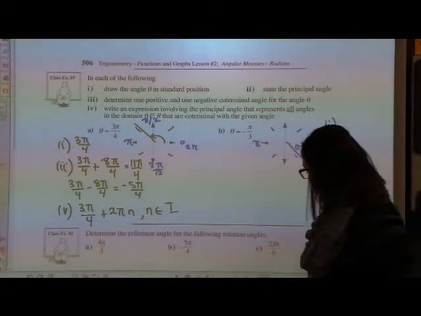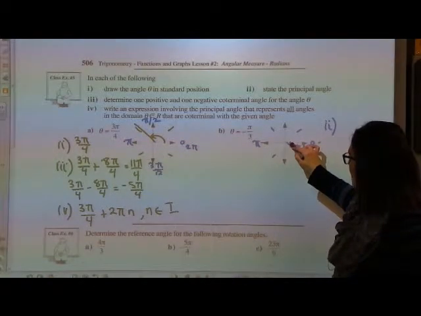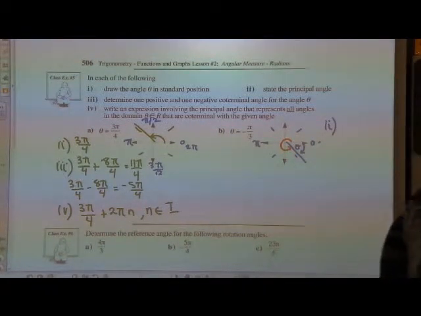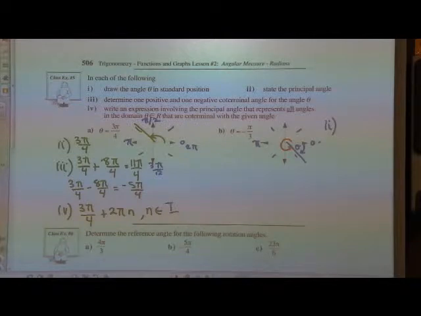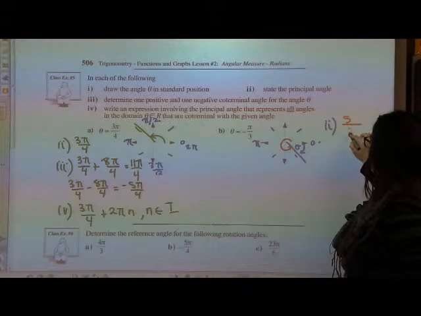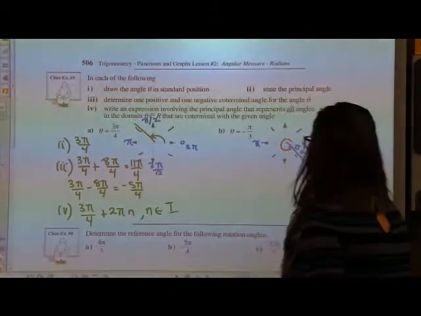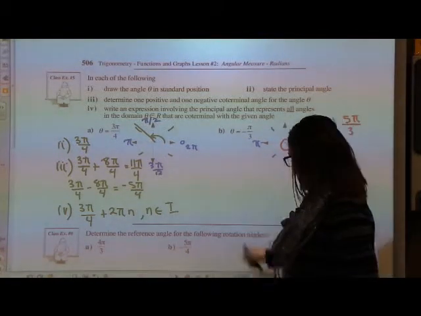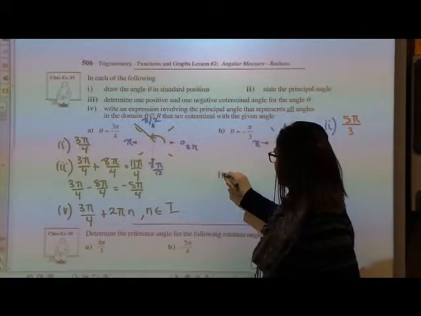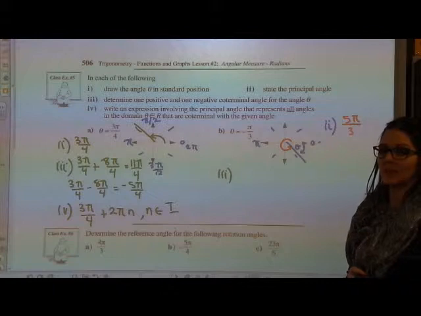The principal angle starts at that x-axis and goes in the counterclockwise direction. So what would that be equal to? When we write it, it would be 5 pi over 3. Okay, give me a coterminal angle for 5 pi over 3, a positive one. What would I add to that?